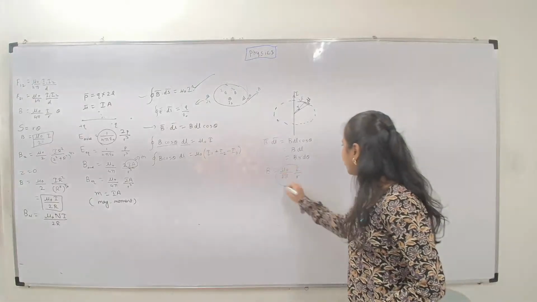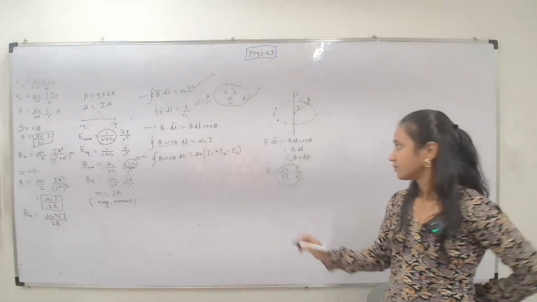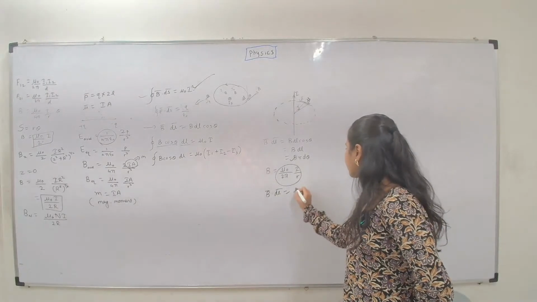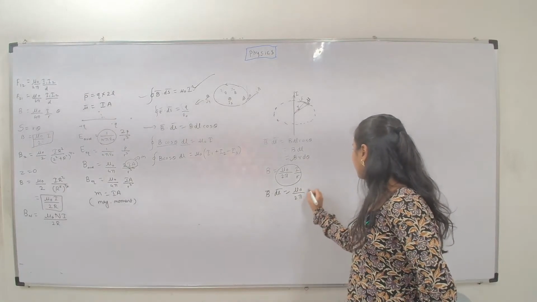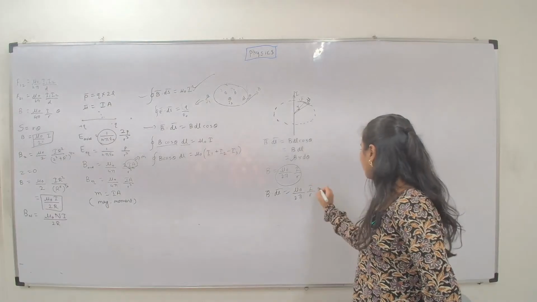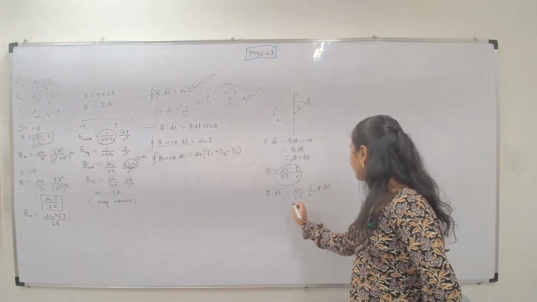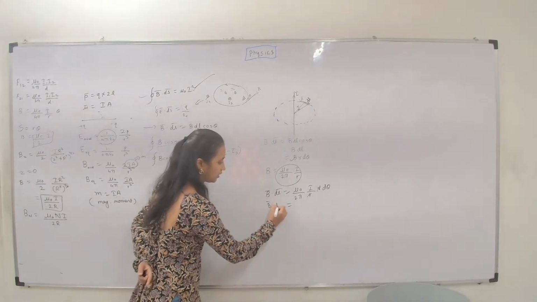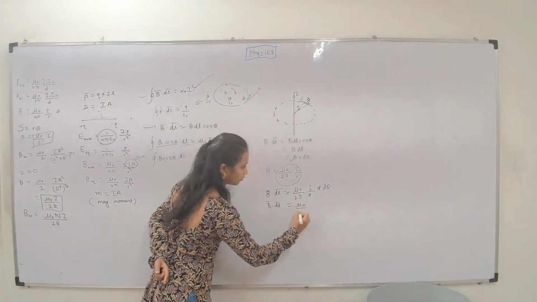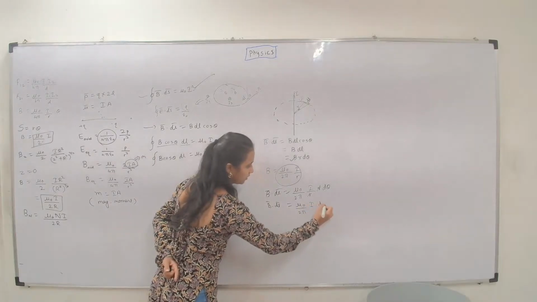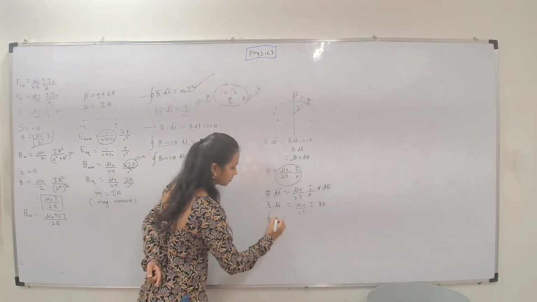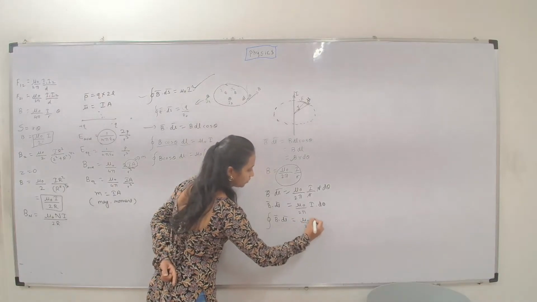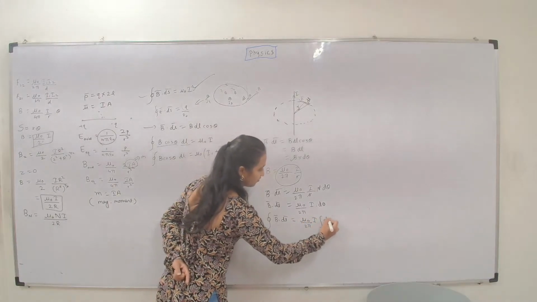So substitute this field here. B bar dot dl bar will be, B is mu naught upon 2 pi I upon R into R d theta. R will get cancelled. So B bar dot dl bar is mu naught upon 2 pi I into d theta. So the integration over a closed loop of B bar dot dl bar is mu naught upon 2 pi into I, which is constant, into the integration of d theta.